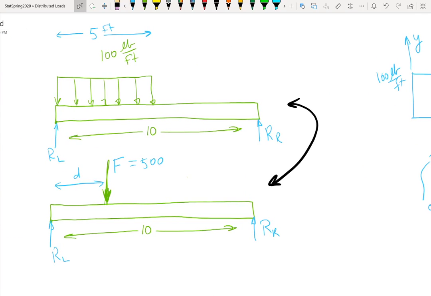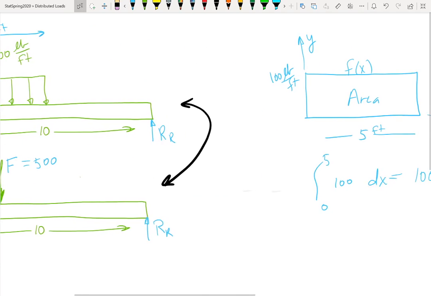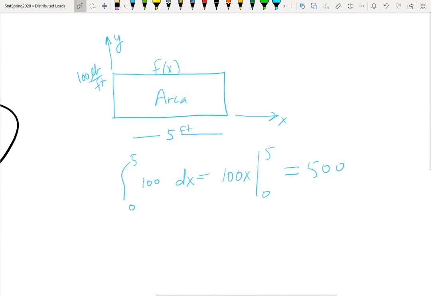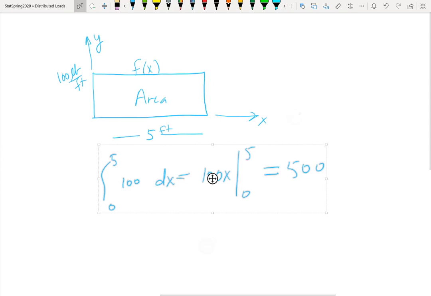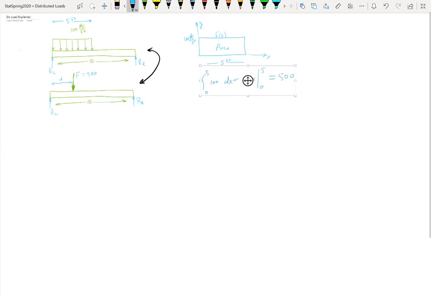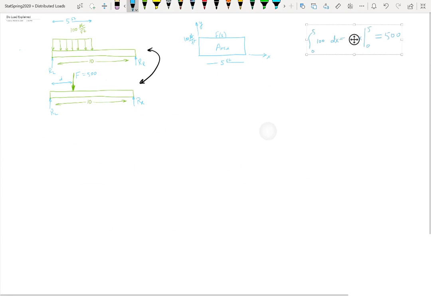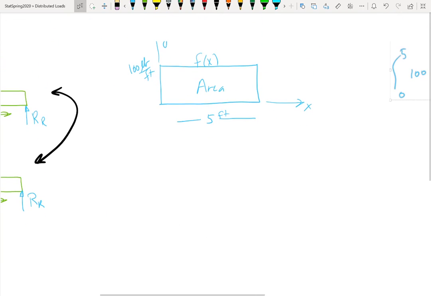Now the question is, how do I determine where the equivalent part of that load is? Well, there's something that is usually called a centroid, or the center of the area, that will get us there. Now, why is that? Well, let's take a look at it like this.